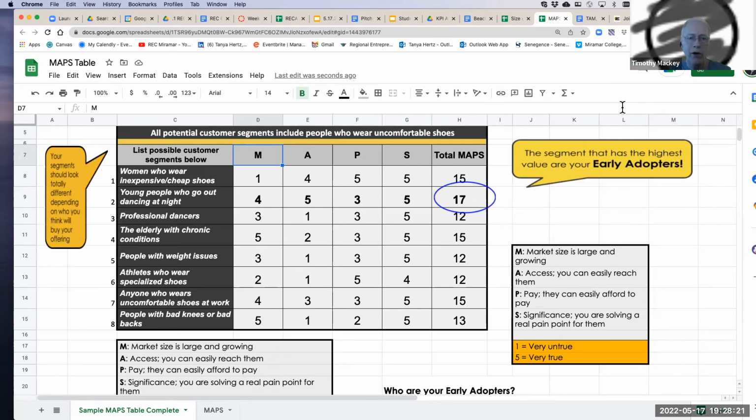So do you define your own scale? Yes. The scale is 1 to 5, where 1 is very untrue and 5 is very true. It's just a basic Likert scale. Later, you validate the assumptions with actual research, but right now you do it based on your assessment. Later, you actually have true validation.